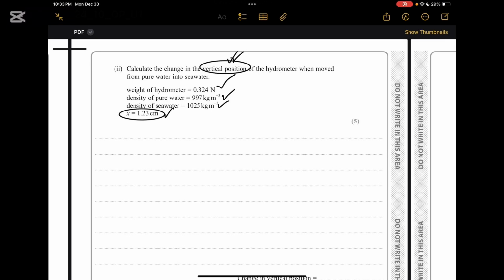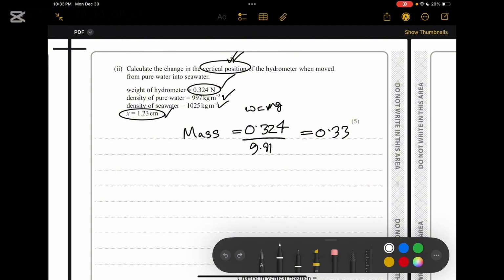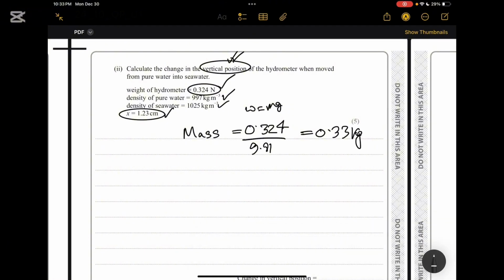They have given us the weight, so we can use this weight value to calculate the mass of the hydrometer. We know weight is equal to mg, so mass is equal to 0.324, which is the weight, divided by 9.81. The value comes as 0.33 kg.